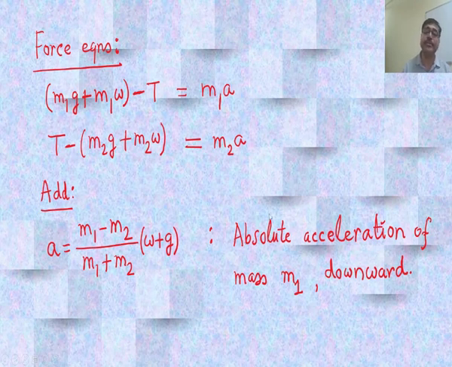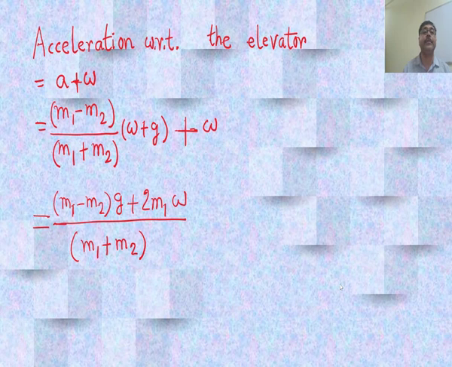Now, this is the absolute acceleration of the mass M1 downward. Remember that the mass M1, if I see it from the inertial frame, is moving downward with an acceleration a. Now, if I am within the elevator, what will be the feeling, that is, the acceleration with respect to the elevator?